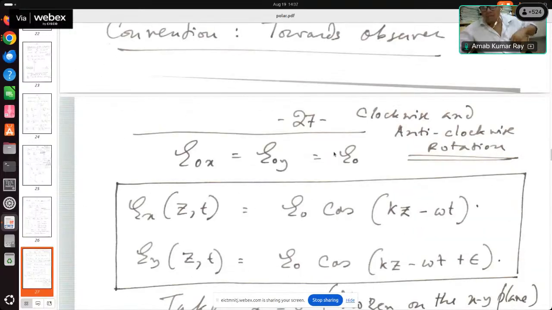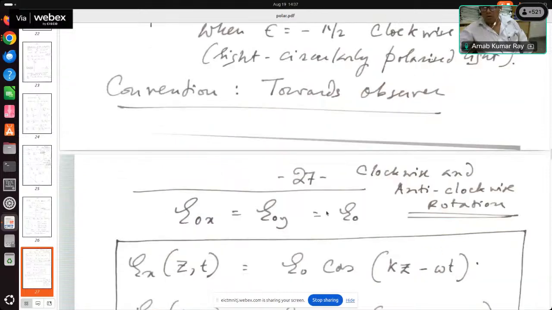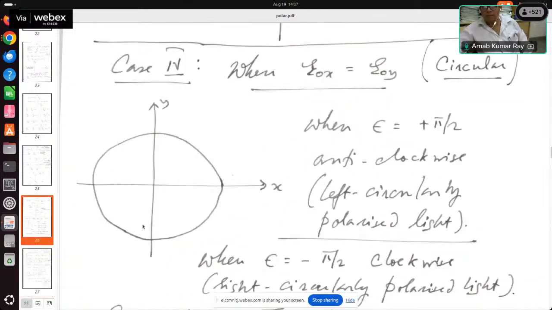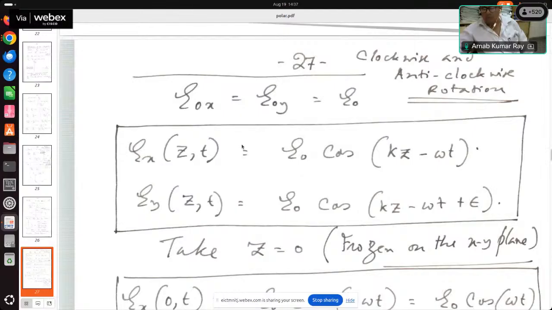So here we have two vector fields as we started. E naught x and E naught y are no longer different; they have the same value. So Ex is equal to x-hat E naught cos(kz minus omega t), and Ey is y-hat E naught cos(kz minus omega t plus epsilon). We decide to freeze on a plane, and on the plane we try to see the direction of rotation of the tip of the field vector.